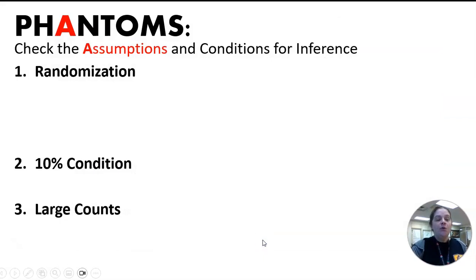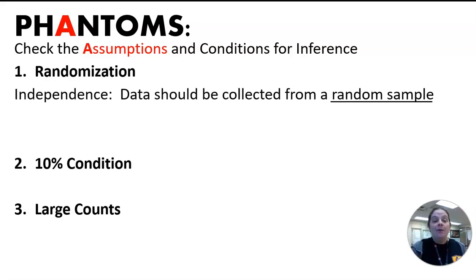Okay. So as far as the assumptions and conditions, remember we have random, 10%, and it's not approximately normal because it's skewed to the right because it's chi-squared. So remember, for independence, your data should be collected from a random sample because you're randomly sampling and then you're asking those people 2 questions.